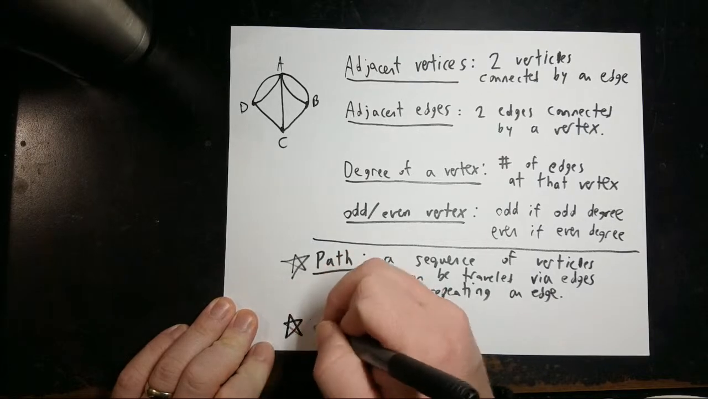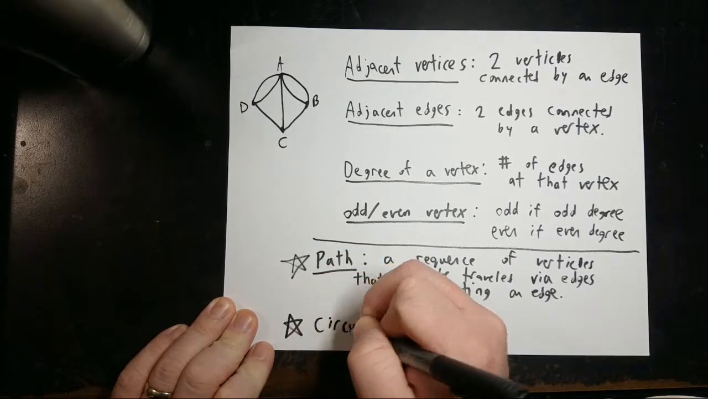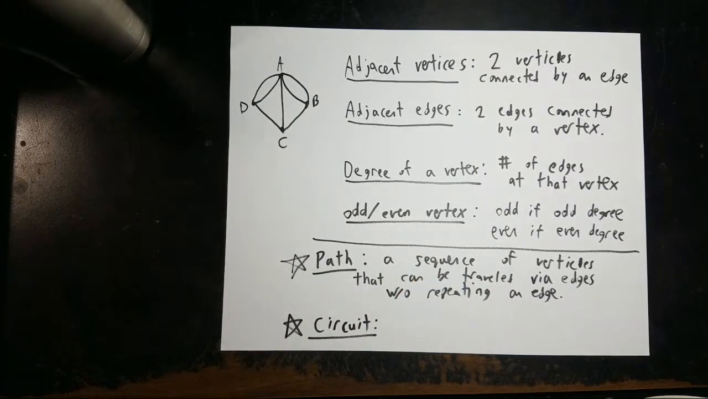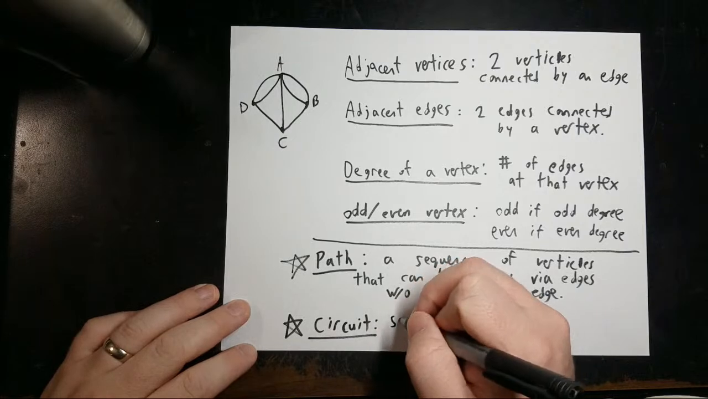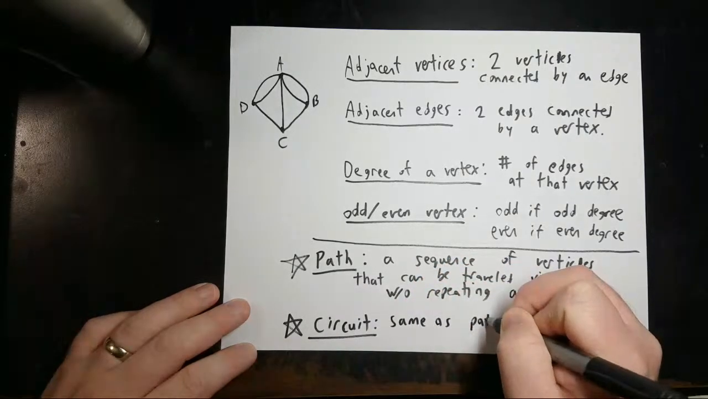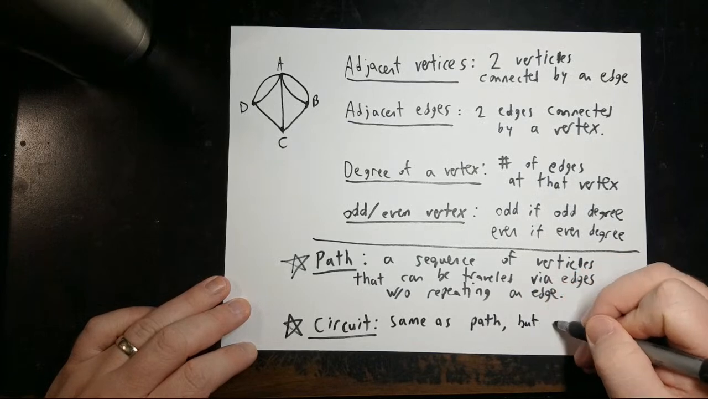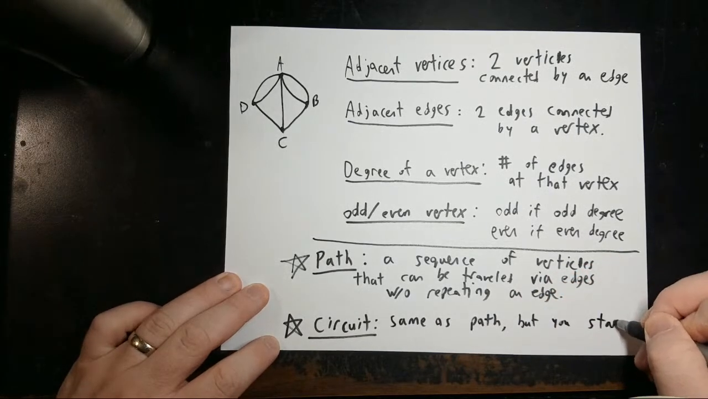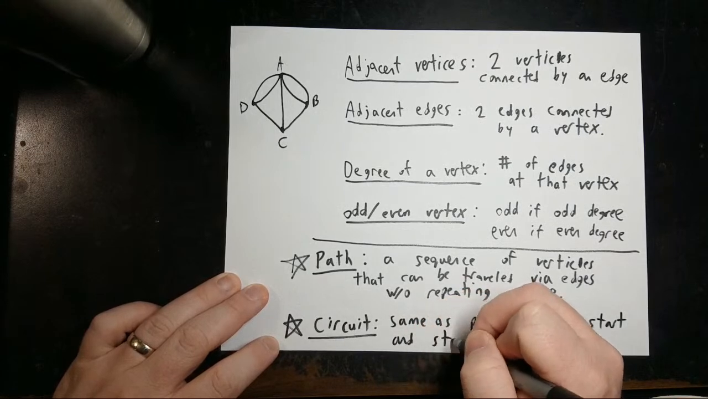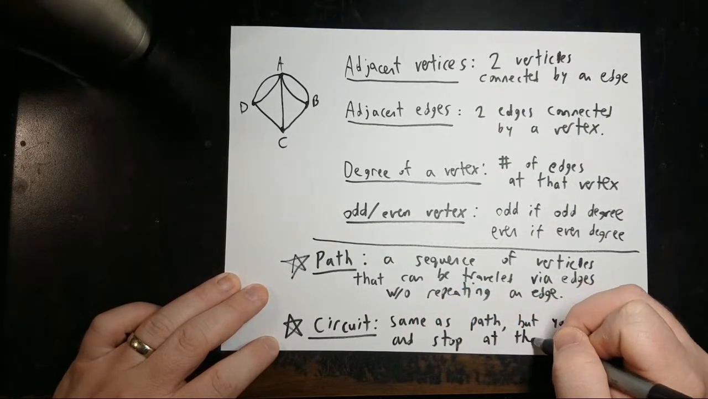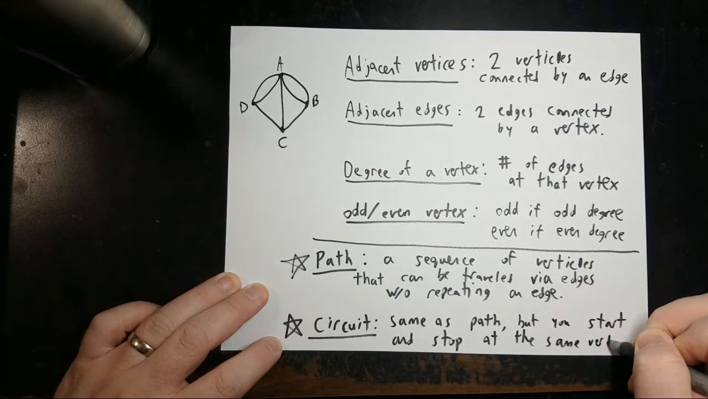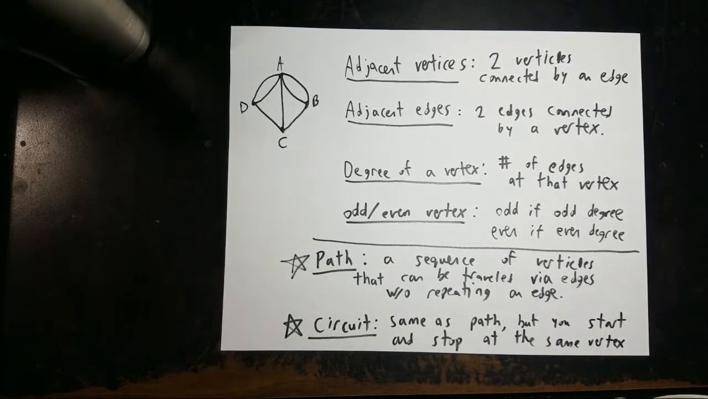Whereas a circuit. Now, you're probably a bit more familiar with the word circuit just in general. I mean, it could be an electronic circuit. Obviously, there has to be a beginning and an end to the whole thing. We'll deal with that. But basically, a circuit is the same as a path, but you start and stop at the same vertex. You start and stop at the same vertex.